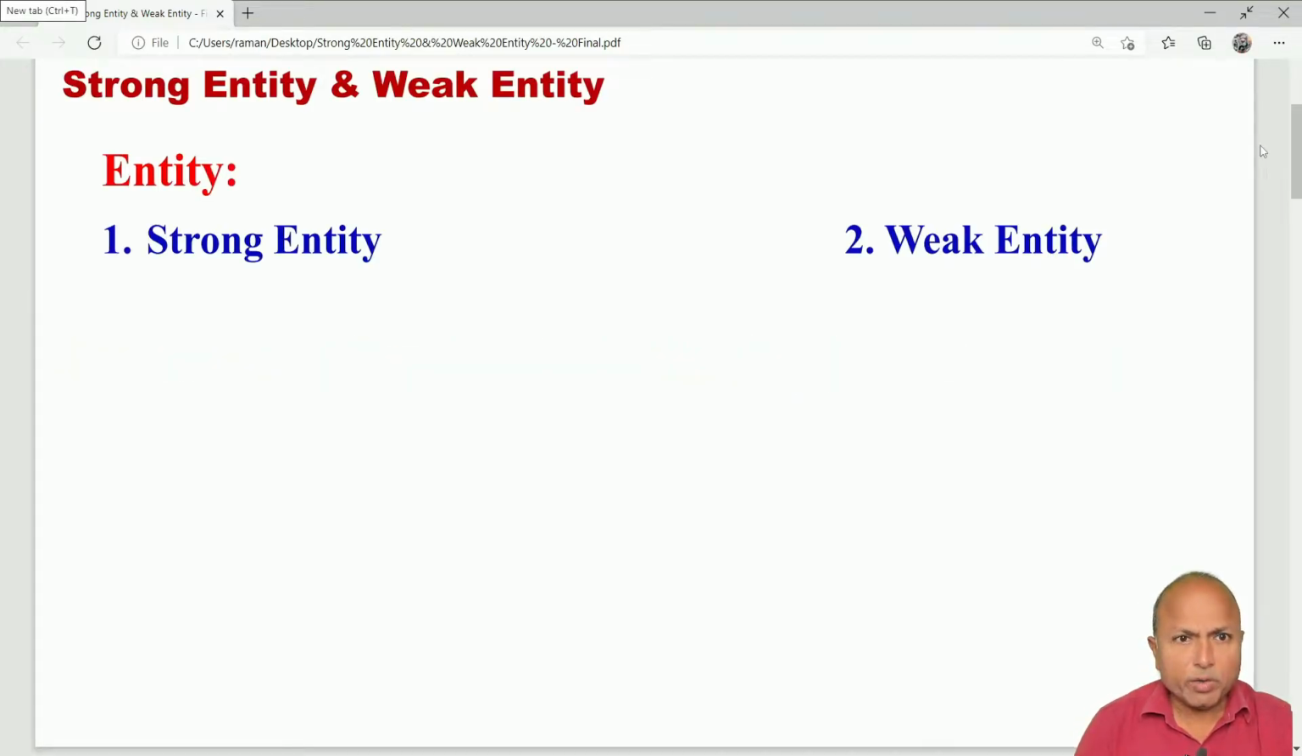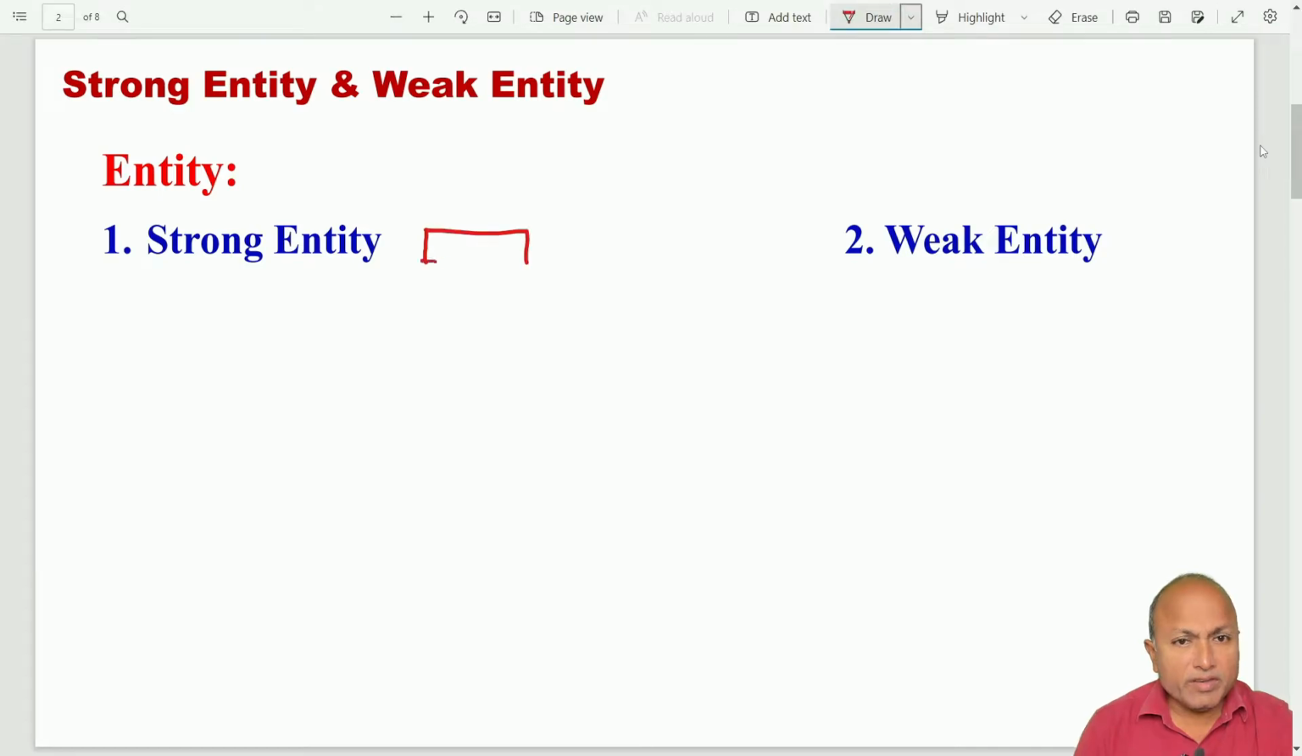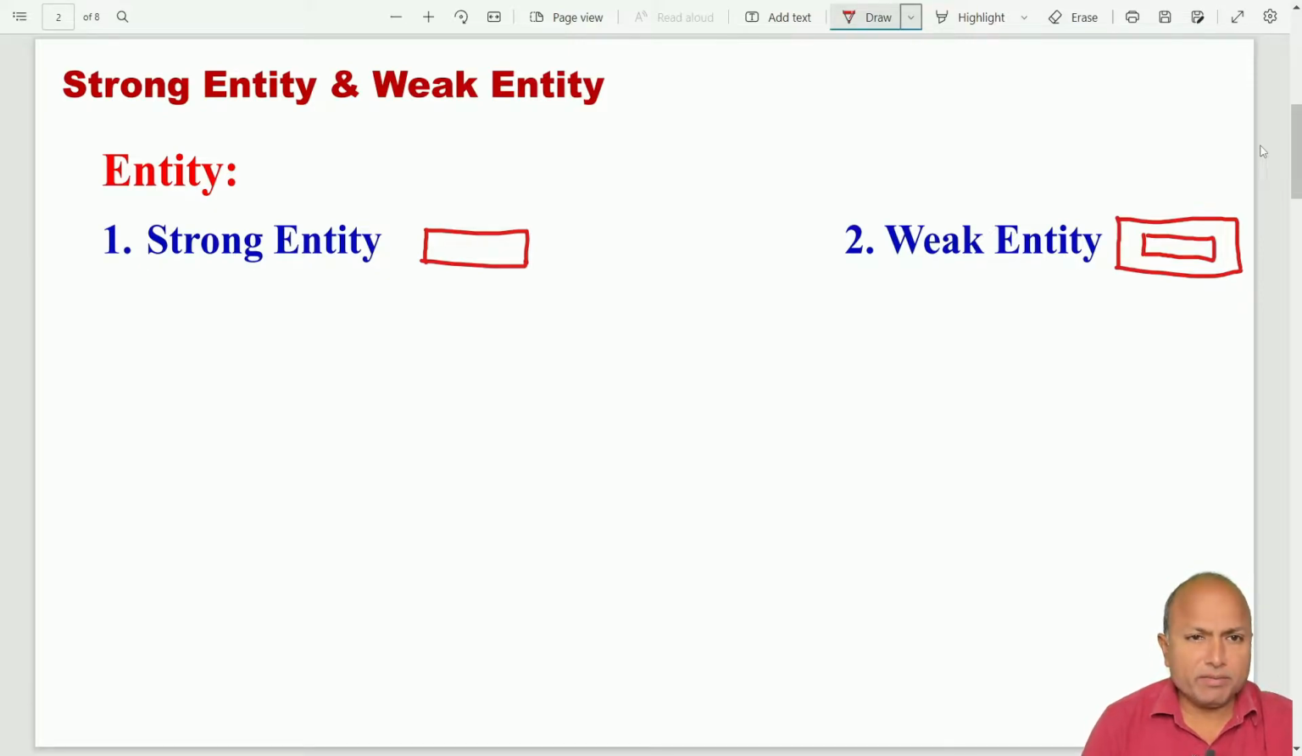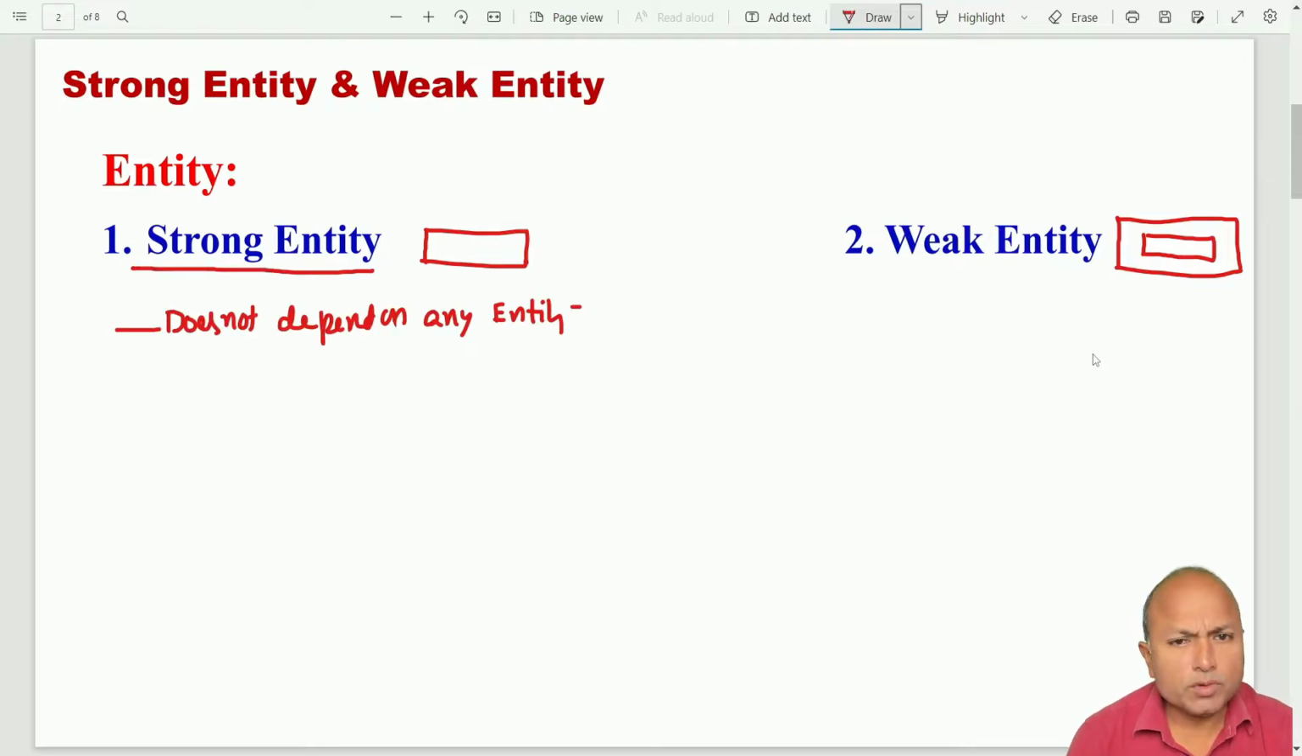In the previous video, we discussed the various symbols used in ER diagram. The symbol used for strong entity is rectangle, whereas the symbol used for representing weak entity is double rectangle. The name itself indicates that a strong entity doesn't depend on other entities, whereas a weak entity depends on other entities.